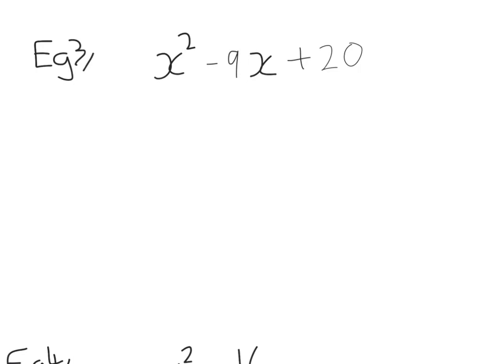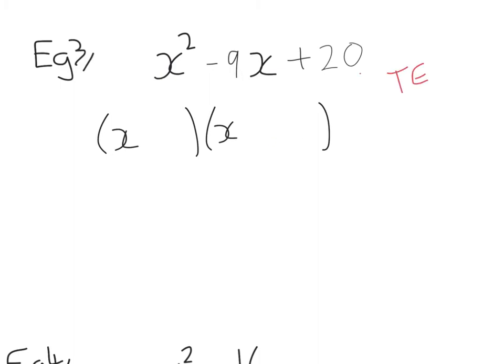We have to factorise x squared minus 9x plus 20. Because it's 1x squared, a quadratic, we can write our double brackets. And we know it's going to be x and x, because they will multiply together to give the leading x squared term. To get these two numbers, we use a team.